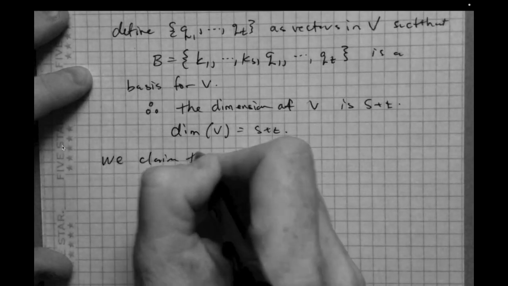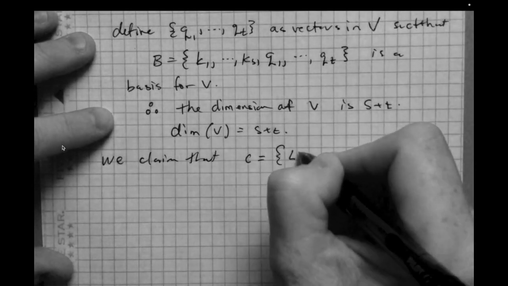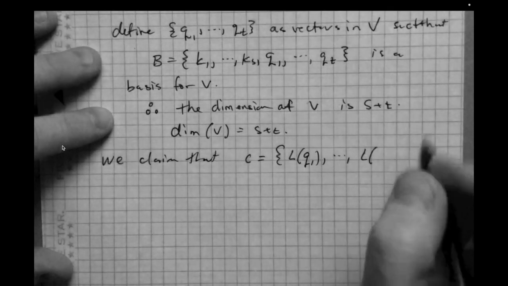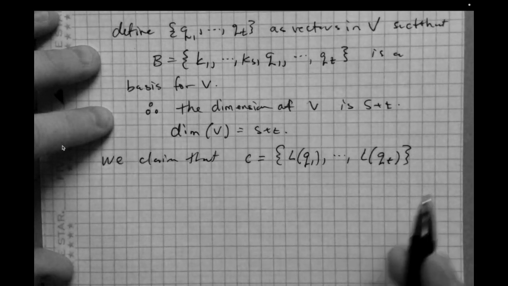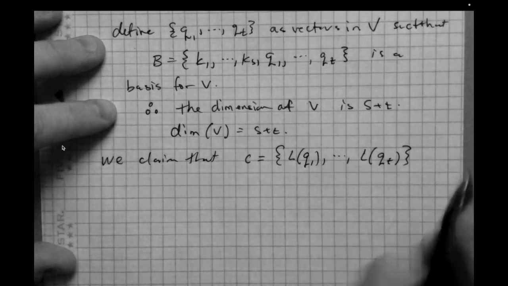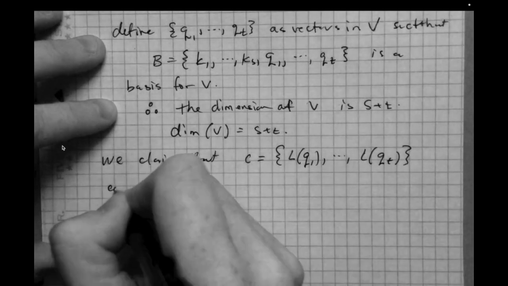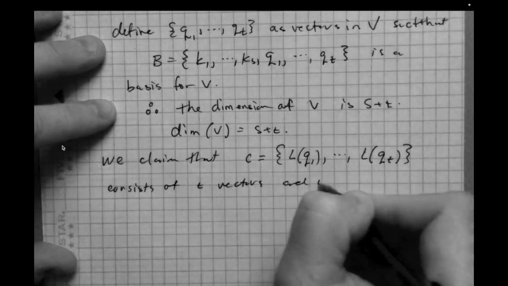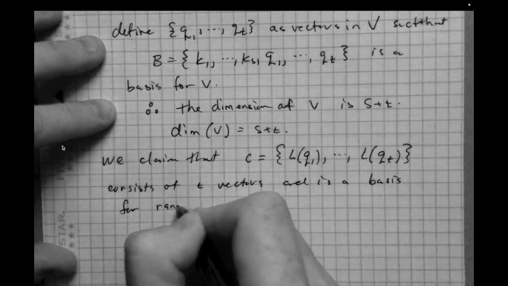that C, which is equal to the linear transformation on Q1 through the linear transformation on Qt. We're going to call this thing C, and we're going to claim that it consists of t vectors and is a basis for the range of L. So we claim that this set C consists of t vectors and is a basis for the range of L.